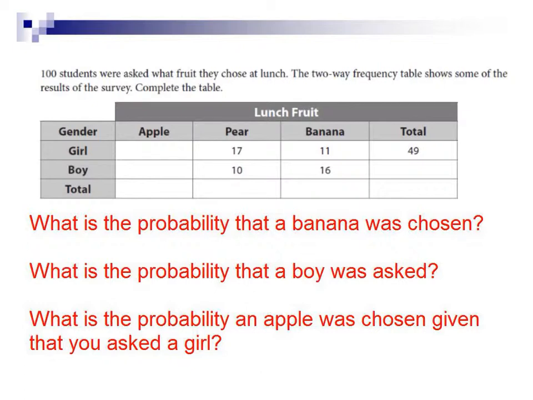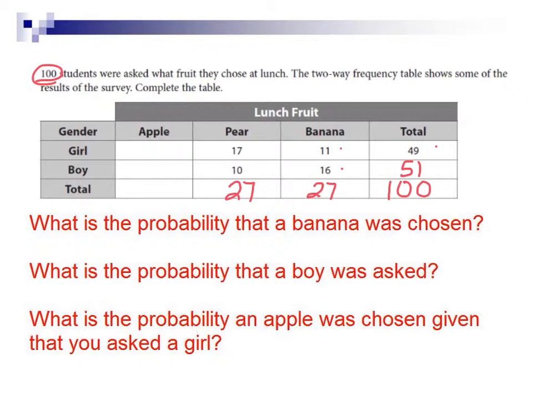All right, so the first thing I'm going to do is remember that they asked 100 students, so that's my grand total here. I have 100 students. 49 of them were girls, so that means 51 of them were boys. Let's see, I could do this. 11 girls liked bananas, 16 boys liked bananas, so that gets me a total of 27 people that said banana. Same thing on the pears. I've got 27 people that like pears.